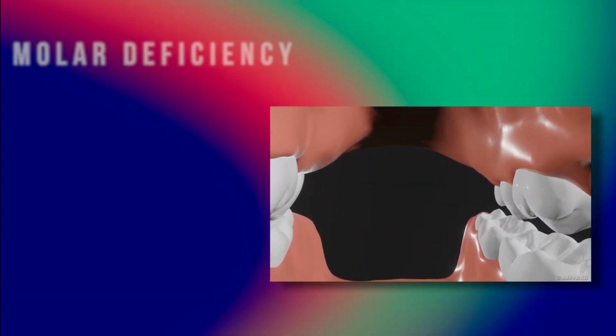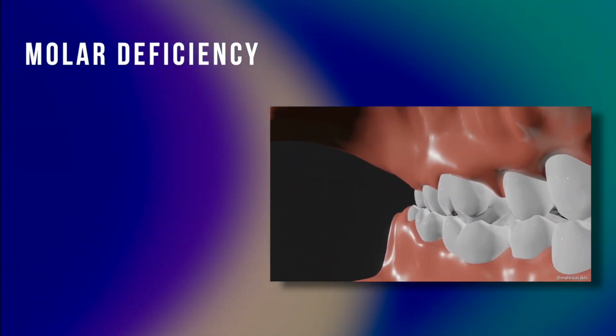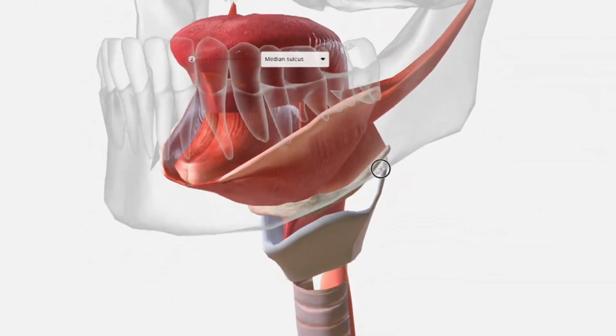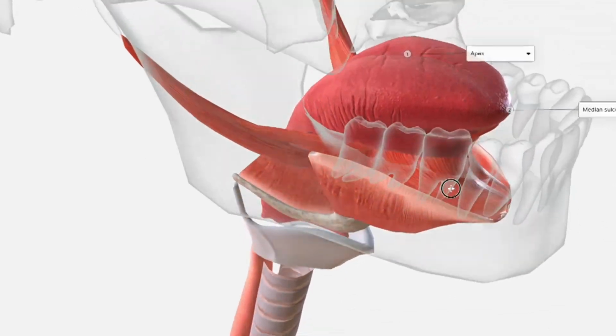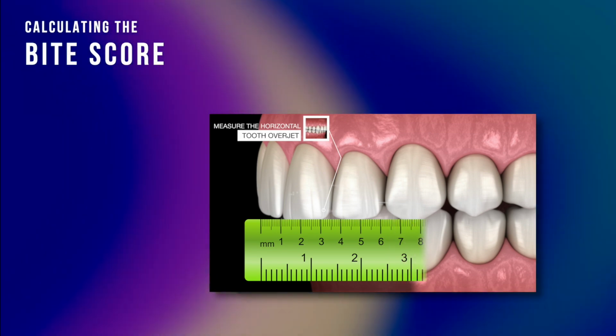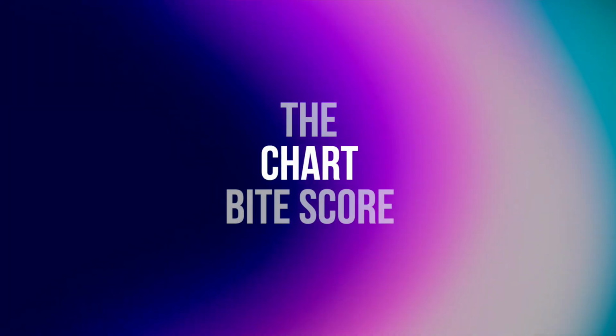Molar deficiency. A lack of molar development caused by the tongue and cheek muscles disturbing molar growth. A molar deficiency creates the basic bad bite score. Chart the bite score.